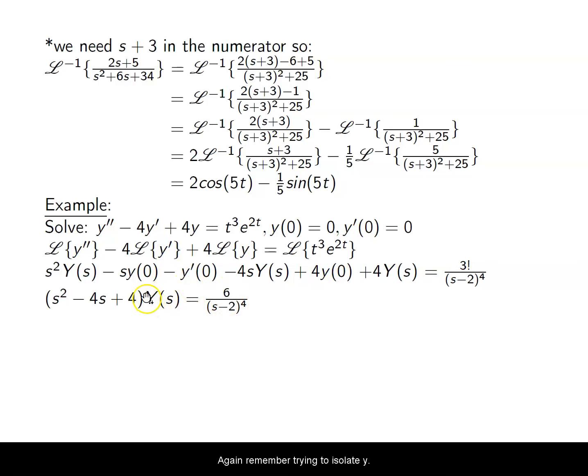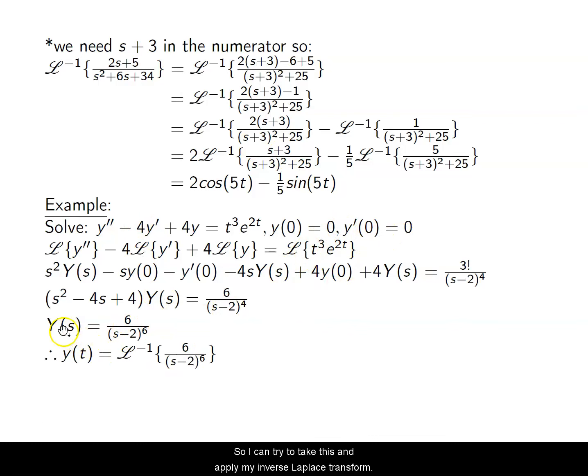So again, remember I'm trying to isolate Y(s) here, so I'm going to divide both sides by this thing here, okay? Notice again that this is also a perfect square, (s minus 2) squared, so I'm going to get (s minus 2) to the 4th power here when I move it over, okay?